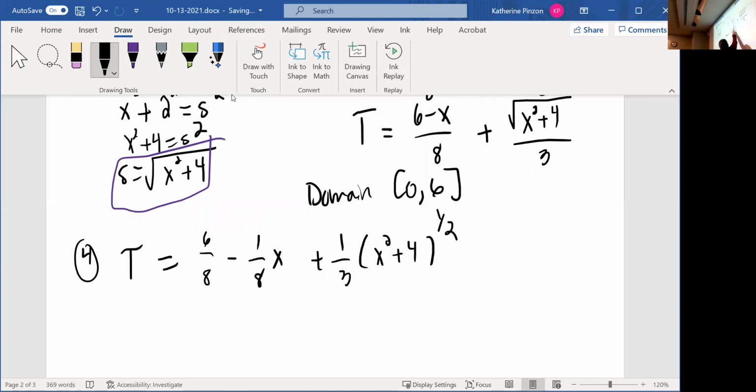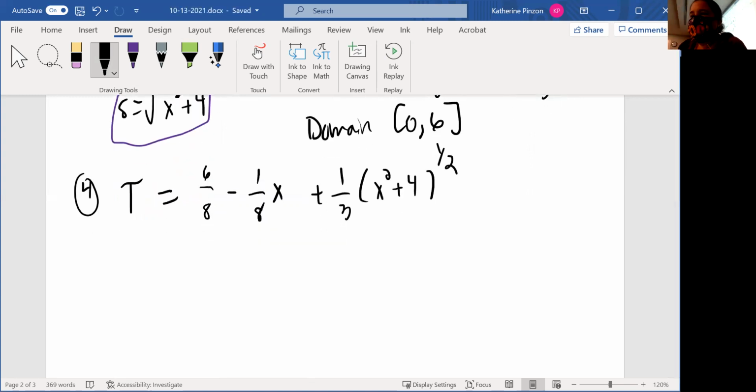So I took this first fraction, 6 minus x over 8, and I broke it into 2 pieces, 6 over 8 minus 1 over 8x. I took this second fraction, I made dividing by 3 the same as multiplying by 1/3. I made the square root the same as a 1/2 exponent. Now it's easy for me to take the derivative, right? Before I was having to think really hard. Now I don't have to think hard anymore.